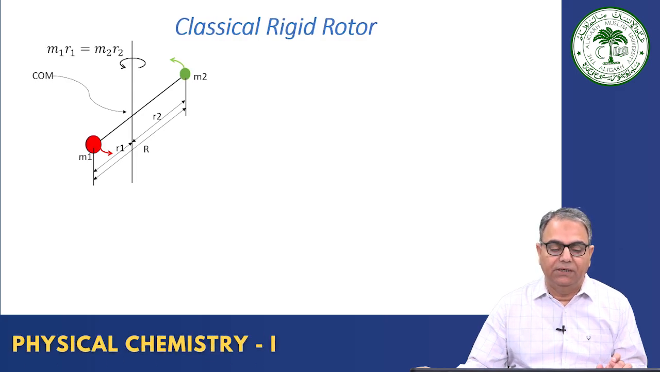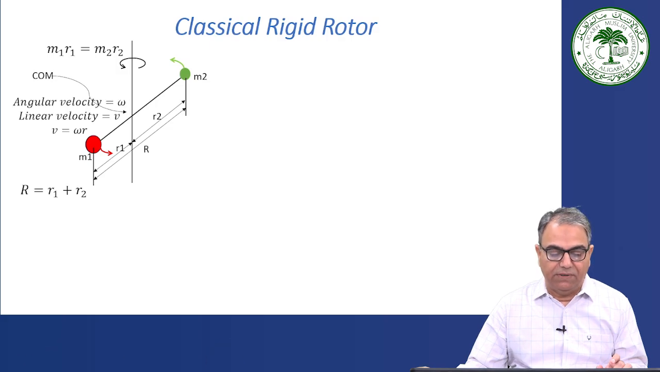A classical rigid rotor is like this one. Since the center of mass is defined in between, we have divided capital R into two components, R1 and R2. If the center of mass is defined, it means m1 R1 must be equal to m2 R2, so that R is equal to R1 plus R2. Now if it is rotating, then there will be an angular velocity and a linear velocity. The angular velocity is shown as omega, the linear velocity is shown as nu.